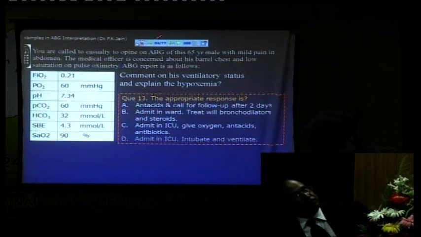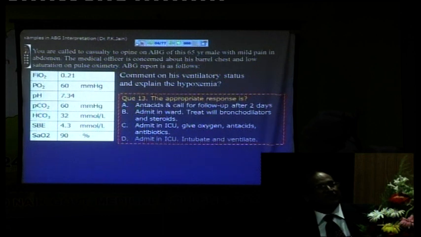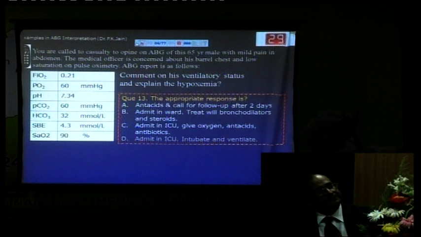Okay. You are called to the casualty to opine on the ABG of a 65-year-old male with mild abdominal pain. The medical officer is concerned that he has got a barrel chest and saturation is low, so he asks for a blood gas. This is the blood gas. I want you to now tell me which of these responses is appropriate based on your understanding of ventilative status and oxygenation status. Look at it for some time, then I will start the timer. Timer starts now.